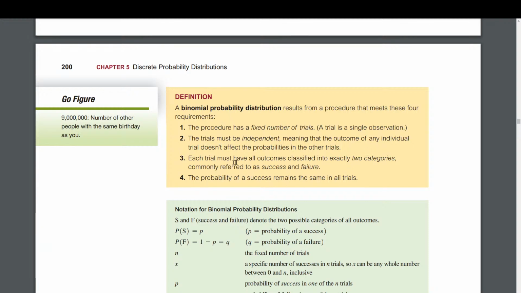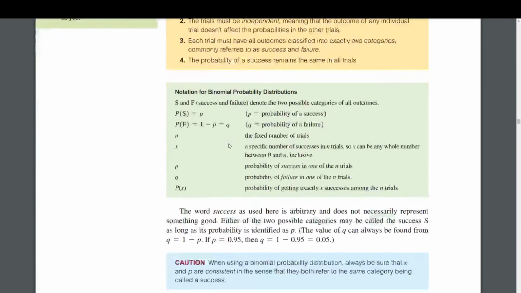And then each trial must have all outcomes classified into either two categories. You're either yes or no, or success or failure, on or off. And the probability of success remains the same in all the trials, which means in our case it was a 50% chance you're either yes, or a 50% chance you're either no. So it's true, we did have a binomial probability distribution.